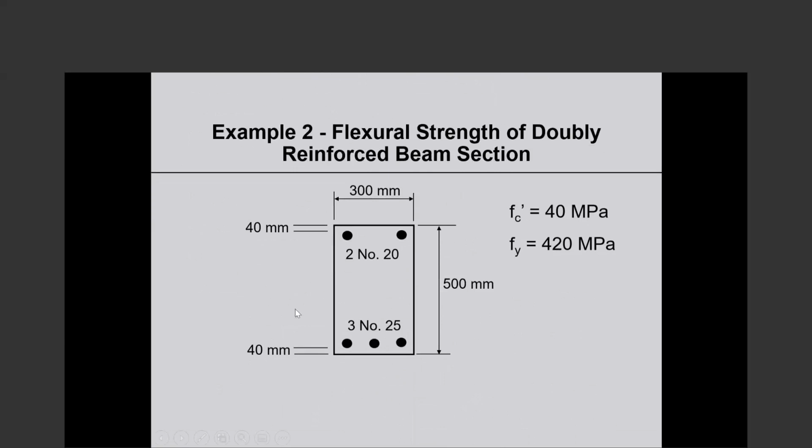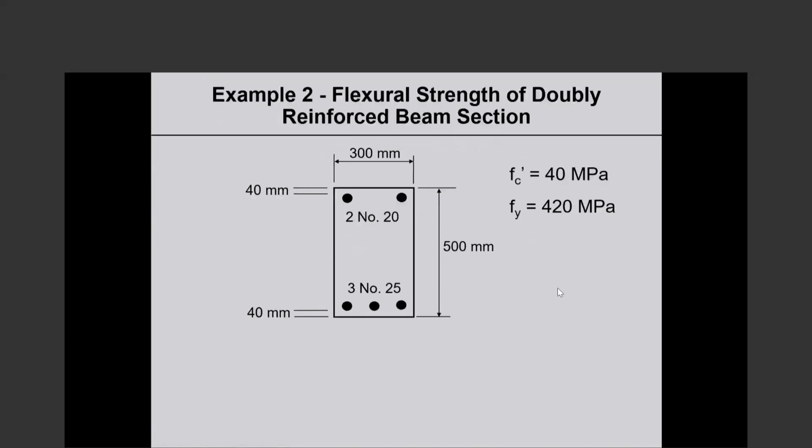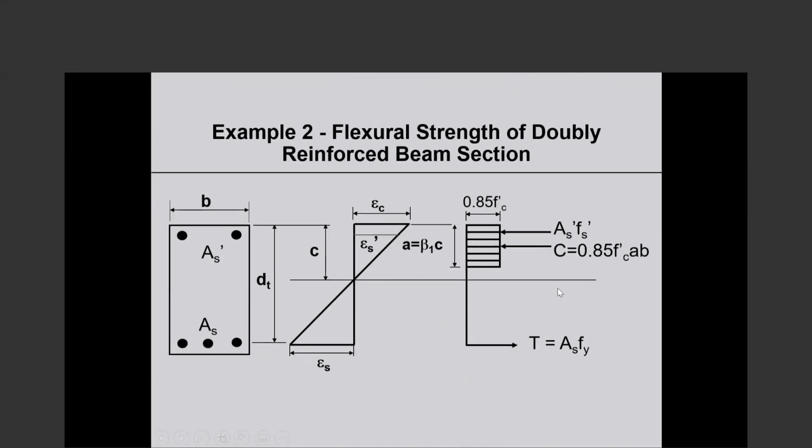Okay. So some numbers. Same 300 by 500 section. Same 3 number 25 bars here. We have added now 2 number 20 bars as compression reinforcement. The clear cover at the top is also 1.5 inch, 40 millimeters. That is the required minimum cover for a beam. F sub C prime, F sub Y as before, no change. So the only difference between this example and the previous one, we have added the 2 number 20 bars. Okay. There is nothing here that I haven't explained.